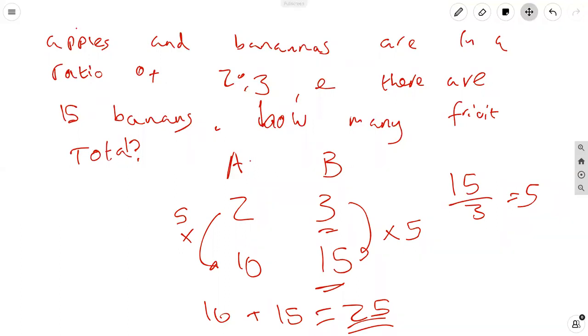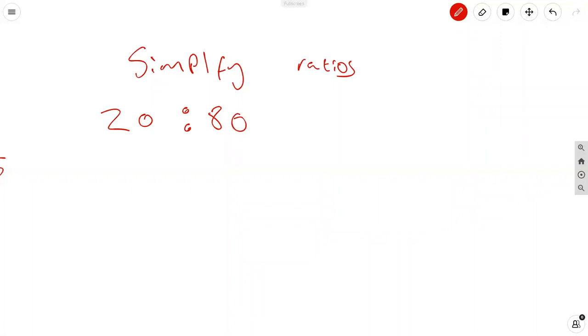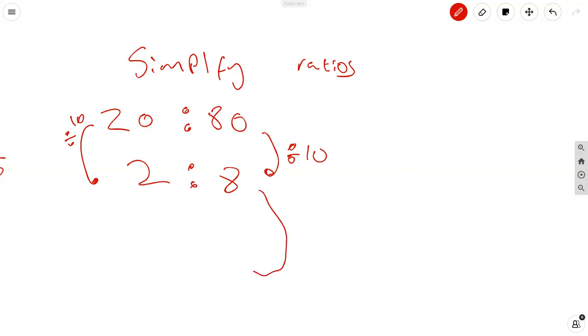Okay. Now what I want to do is simplify ratios. Okay. So let's say the ratio was 20 to 80 and I want to simplify it. I could divide both sides by the number 10. 80 divided by 10, 8. And I divide this side by 10 also. But 20 divided by 10, 2. What can I divide each side by now? I can divide them by the number 2. 8 divided by 2, 4. 2 divided by 2, 1. So my ratio is 1 to 4.